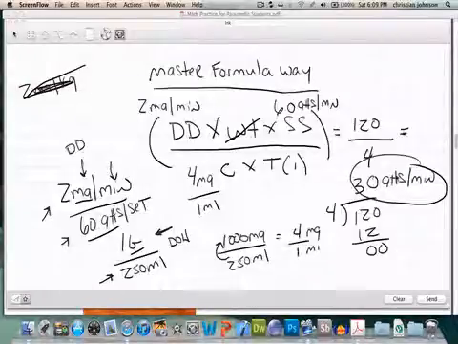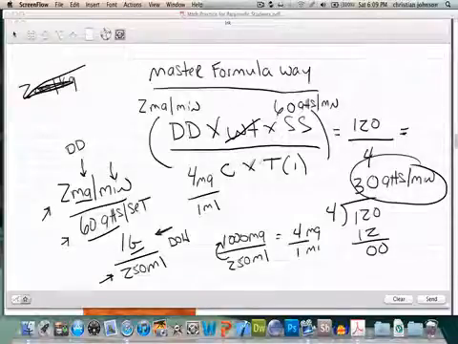Now, at the end of this podcast, I'm going to show you a way where you can figure this out in about 5 seconds. But for right now, we need to get the concept down. All right? Remember this equation. Desired dose times weight times solution set all over your concentration and your time. And we're going to do plenty of practice of this. All right? But this is the master formula way. We're going to see it a whole bunch of times.